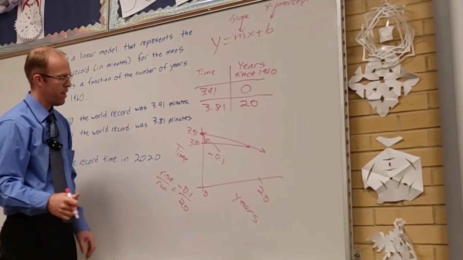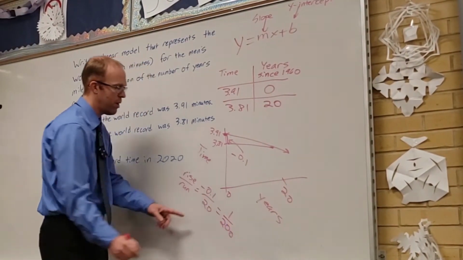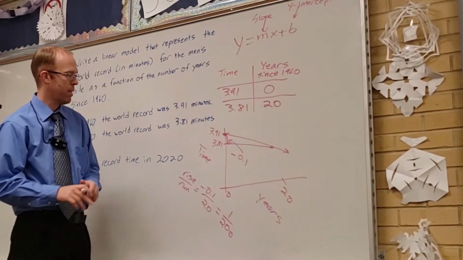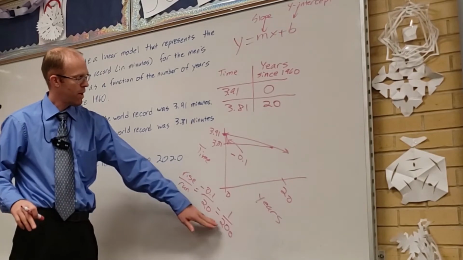If we simplify this, we can turn it into negative 1 over 200 so that we don't have that decimal and the fraction mixed up together. Either way would be okay. I prefer it this way. All right, so now we have our slope.